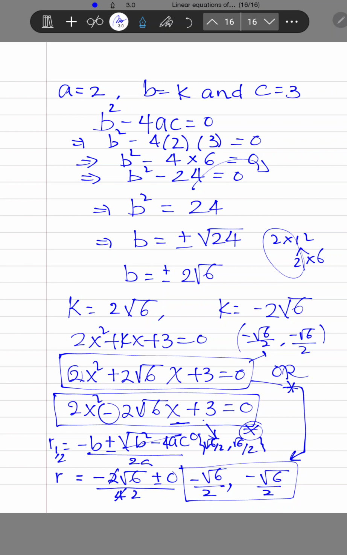So the value of k for that equation to be having two identical roots is either plus 2 root 6 or minus 2 root 6.